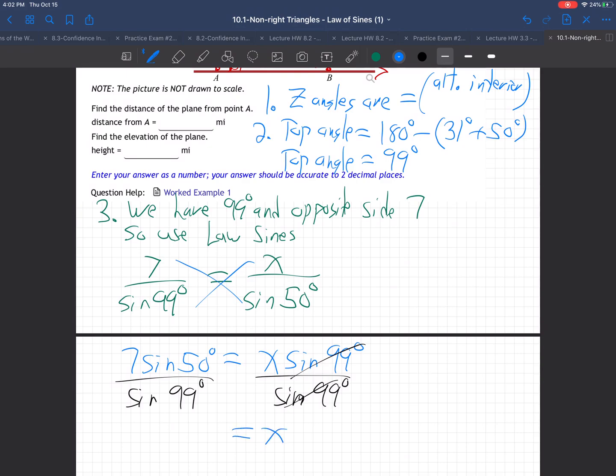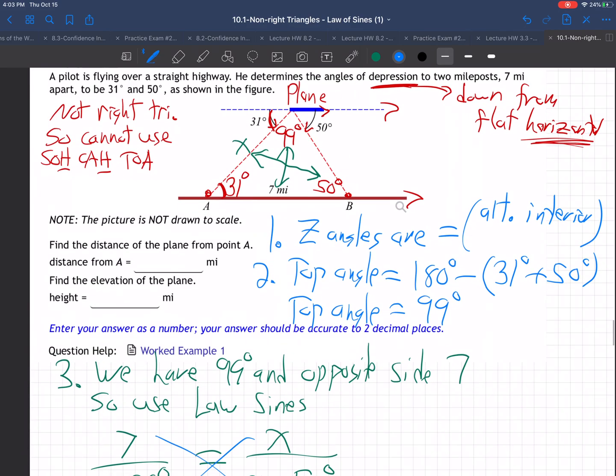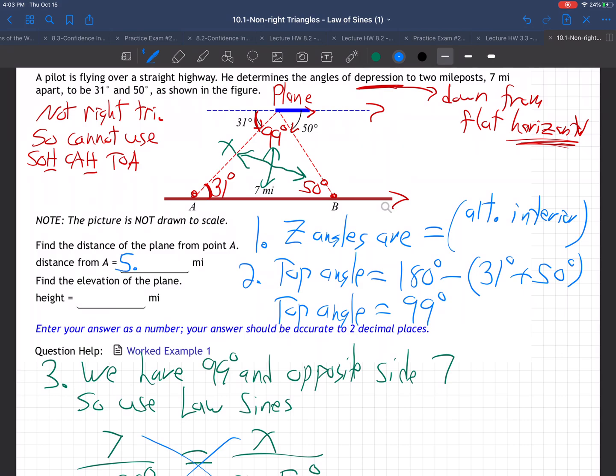X equals, hit the buttons on your calculator: 7 sine 50 divided by sine 99. I'm getting 5.42915. It's plenty of accuracy. I don't know how much rounding they want. 5.42915. So that's this side right here, right? That's the distance the plane is from A. That's what they asked. I called it X.